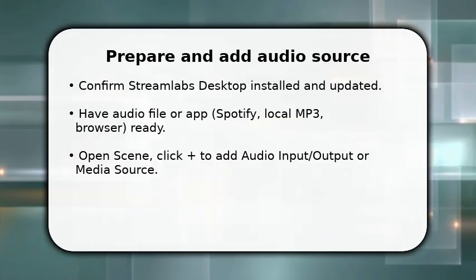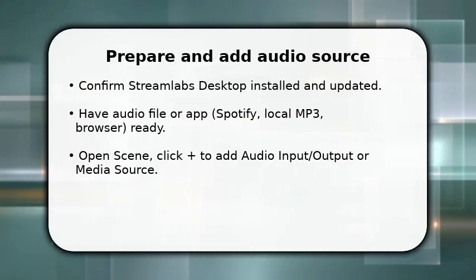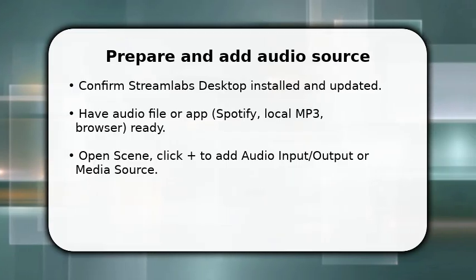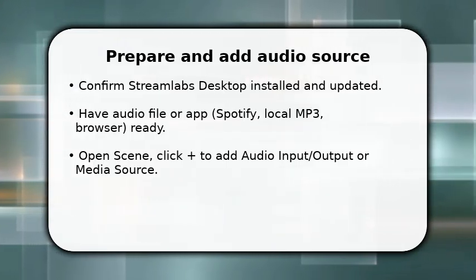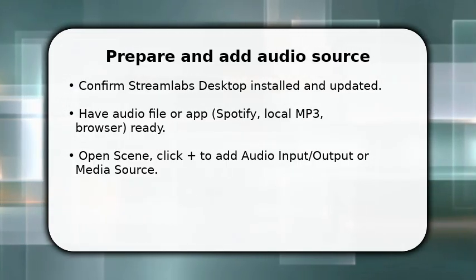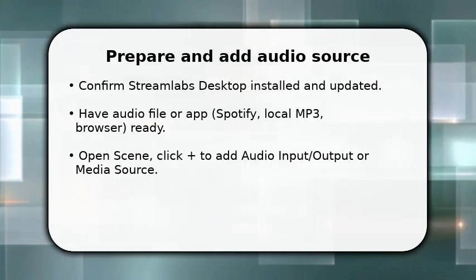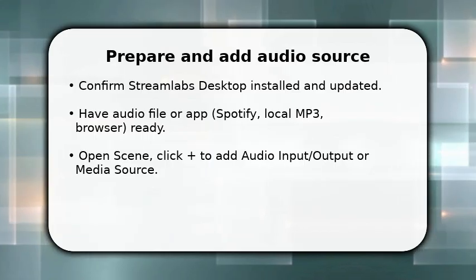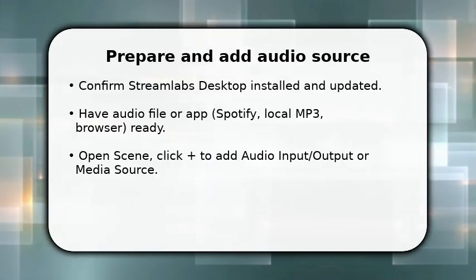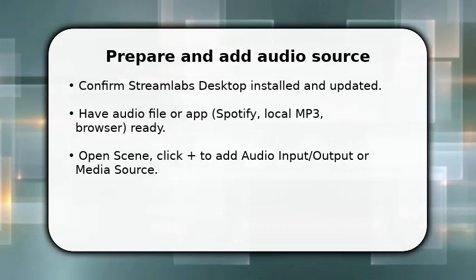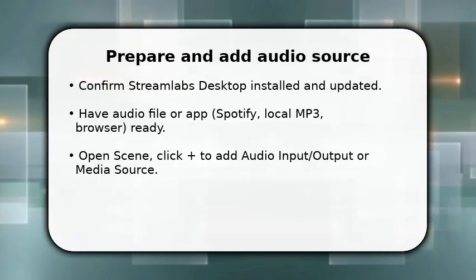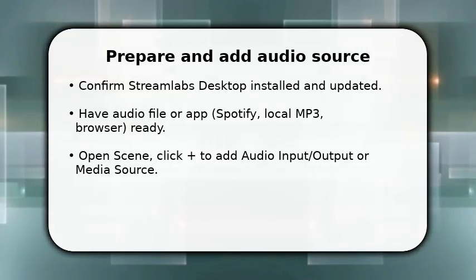You start by preparing the source and creating an audio source in Streamlabs. Open the scene you use, then click the plus to add a media source for a local file or an audio output capture for system sound. This lets Streamlabs receive the signal. Once added, choose the file or device and name it clearly so you can find it later. Make sure the source is above any mute filters in the mixer. This initial setup prevents common routing mistakes and saves time.